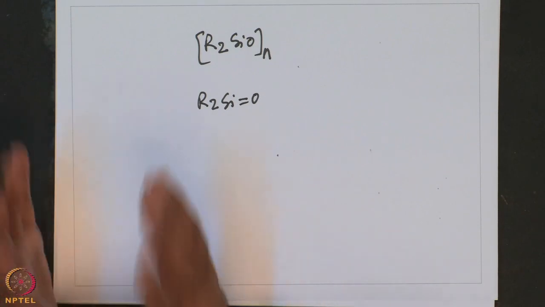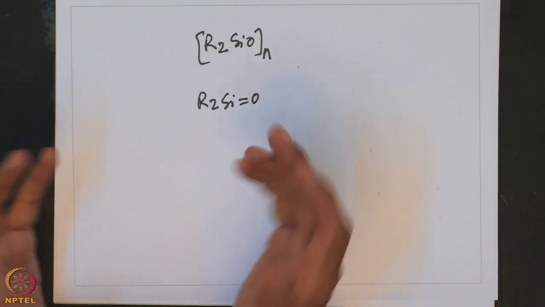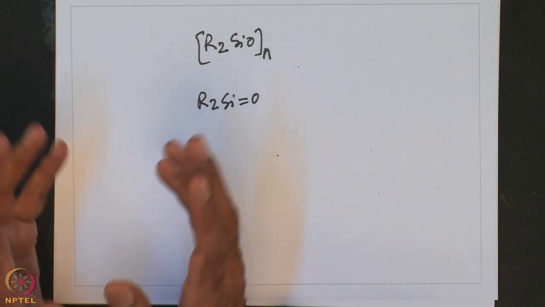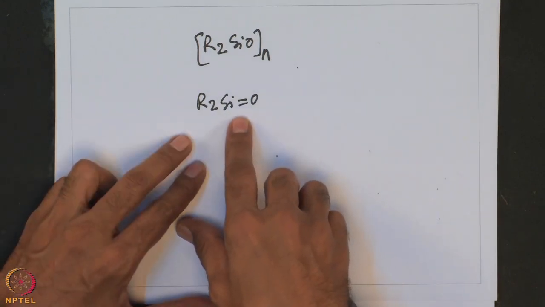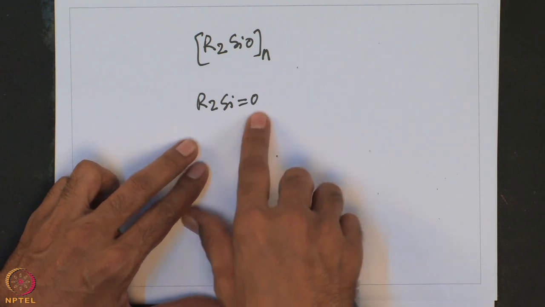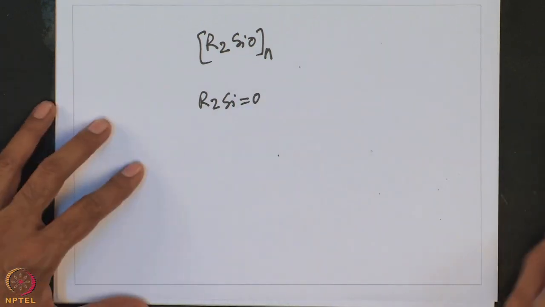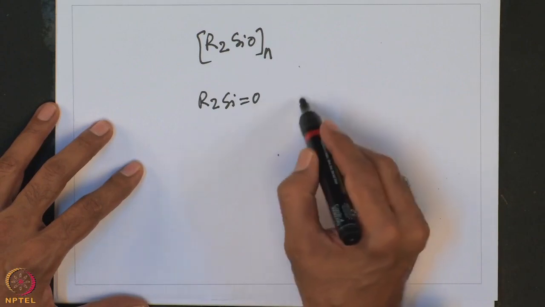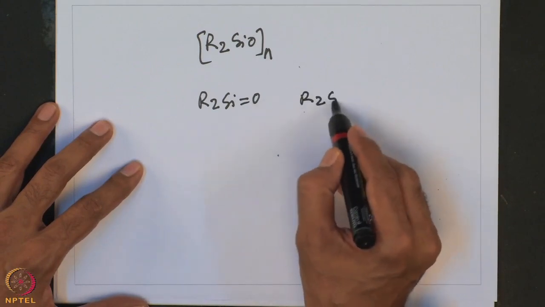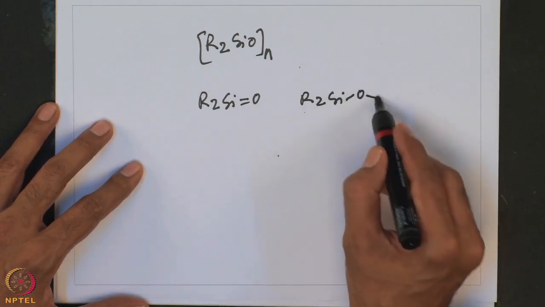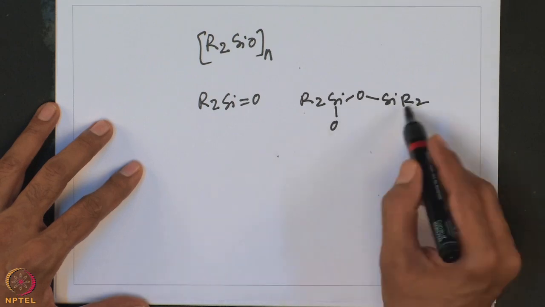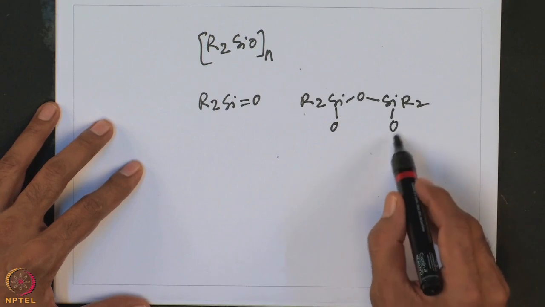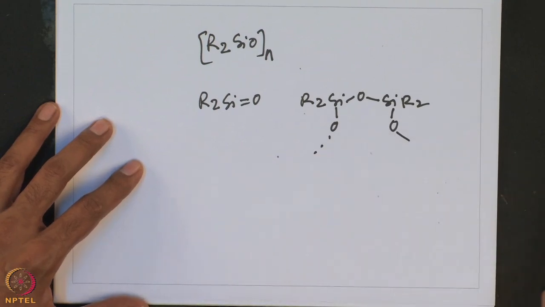In contrast to the carbon analog, silicones have the polymeric structure because the Si=O double bond is very highly unstable. As a result, it leads to the formation of single bonds, having this kind of linkages. It goes like this. It continues.